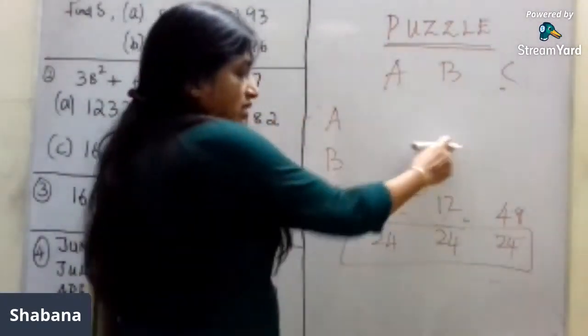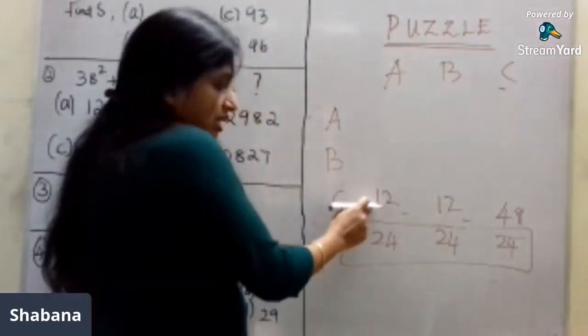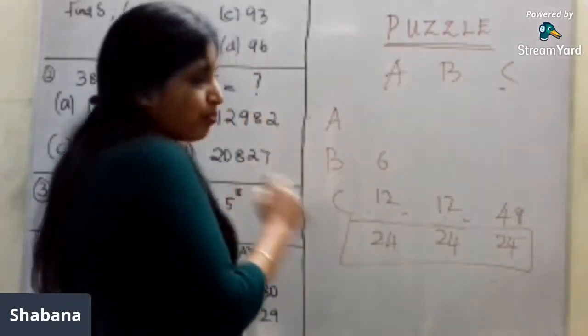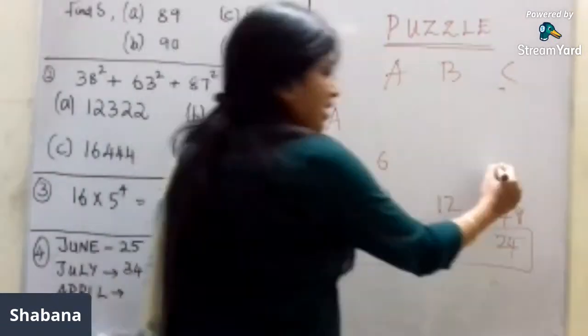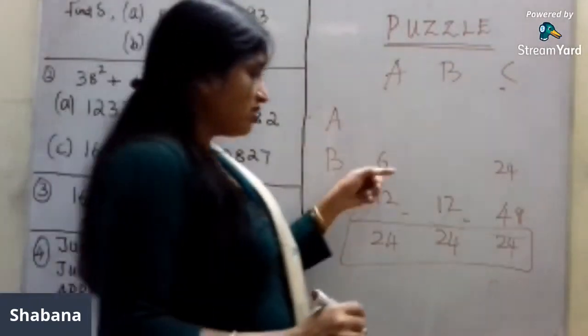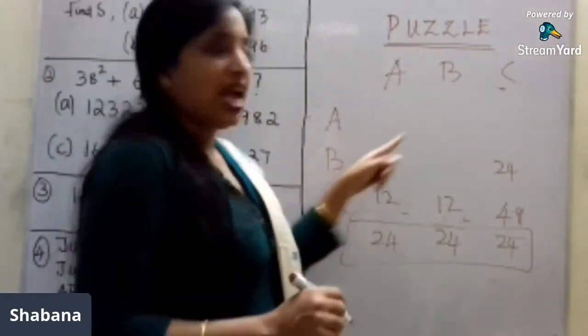So B has given to A and C. After giving, A has 12 tractors, so before giving, A must have had 6 tractors. And after giving, C has 48 tractors, so before giving, it must have had 24 tractors. Now B has given 6 plus 24, which is 30 tractors to A and C.